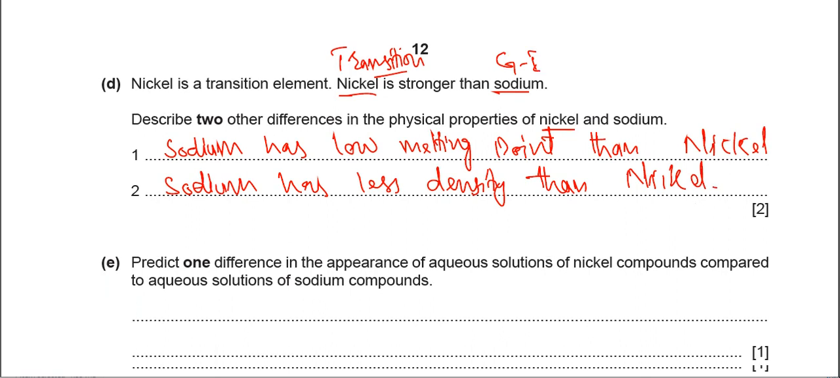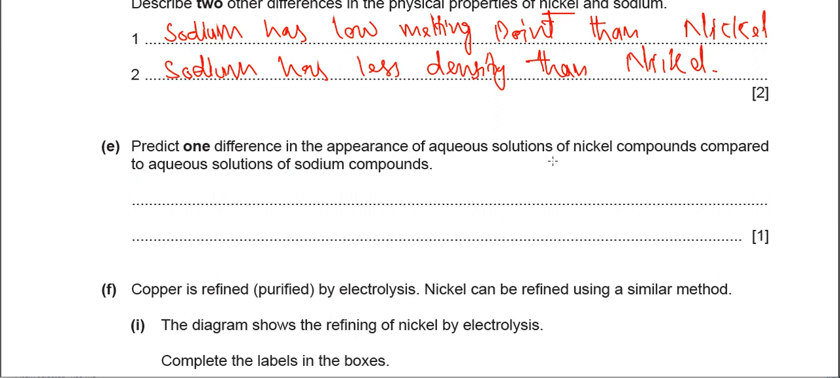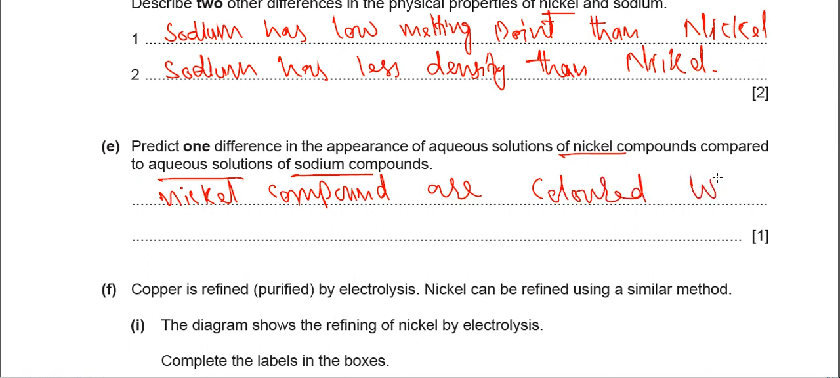Okay. Next one, predict one difference in the appearance of aqueous solution of nickel compounds and the aqueous solution of sodium compounds. So what we can say, again this is the difference in the chemical properties of group 1 and transition elements. Group 1 metal compounds are always colorless, so we can say nickel compounds are colored, whereas sodium compounds, or you can also write in detail, aqueous solutions of the sodium compounds are colorless.